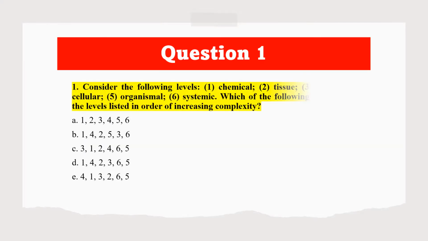So, question number 1: consider the following levels: chemical, tissue, organ, cellular, organismal, systemic. Which of the following choices has the levels listed in order of increasing complexity? They are asking you the order of the levels of organization. The levels start from chemical, then cellular, then tissue, then organ, then systemic, and then organismal. So the answer is number D.